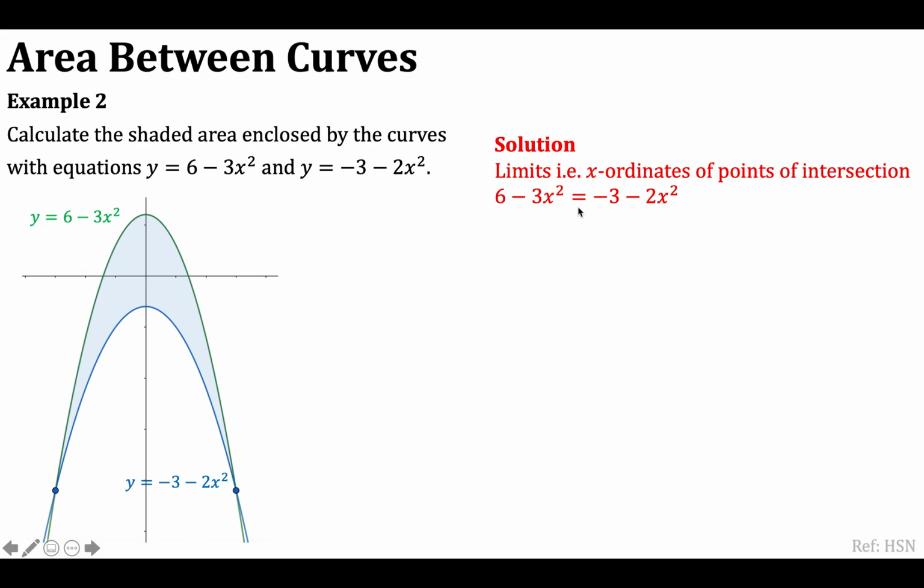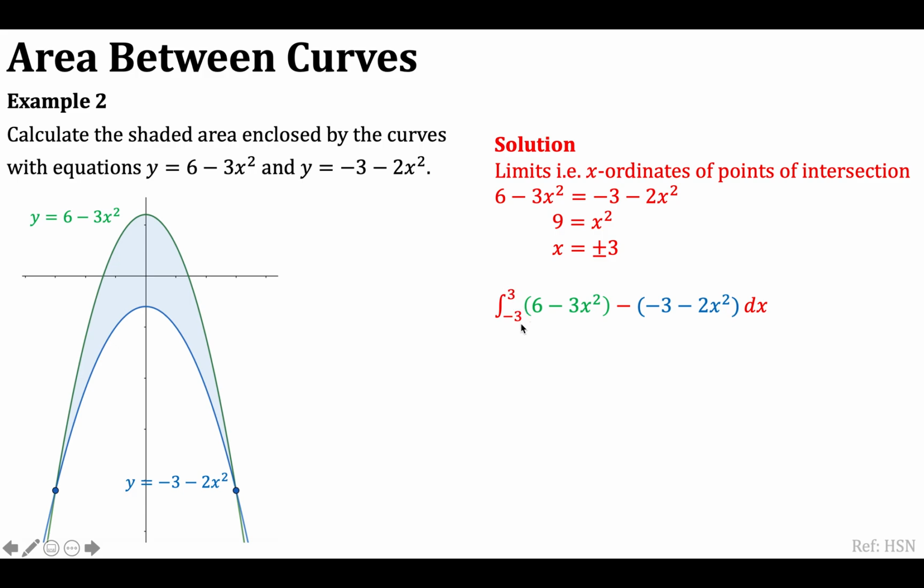Okay, so I've got 6 minus 3x squared equals negative 3 minus 2x squared. And I've added my 3x squared to both sides and added 3 to both sides to get 9 equals x squared. Solving gives me x equals the square root of 9, which is positive and negative 3. Now, for the limits, I only need the x-ordinates of my points of intersection, so I don't need to substitute back in and find y at this stage. I'm just interested in my x-ordinates because that provides me with my limits for integration.